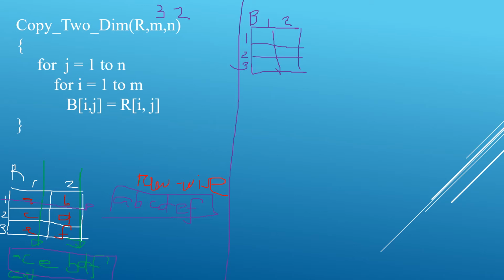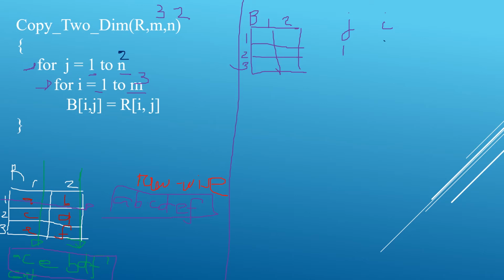Now, we have variables j and i. For j equal to 1 up to n, our n is 2. So j is initially 1. And then for i equal to 1 to m, m is 3. So this is 3, and n is 2.